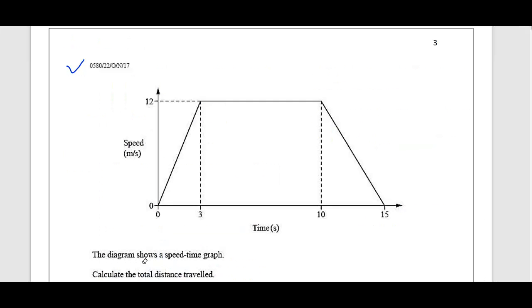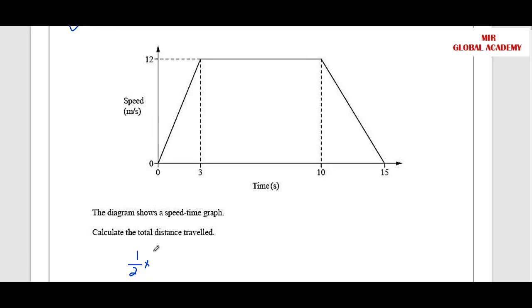The diagram shows a speed time graph. Calculate the total distance traveled. In a speed time graph, the distance is the area under the graph. So we have to calculate the area of this trapezium, and it is half into height.